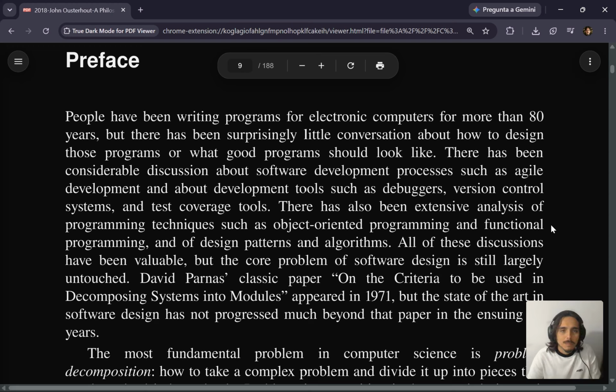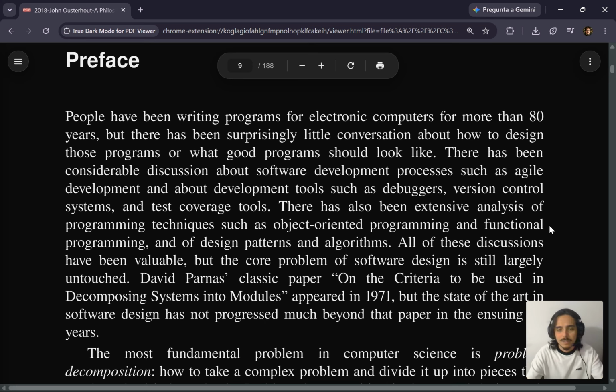Preface. People have been writing programs for electronic computers for more than 80 years, but there has been surprisingly little conversation about how to design those programs or what good programs should look like. There has been considerable discussion about software development processes, such as agile development, and about development tools such as debuggers, version control systems, and test coverage tools. There has also been extensive analysis of programming techniques such as object-oriented programming and functional programming, and of design patterns and algorithms. All of these discussions have been valuable, but the core problem of software design is still largely untouched. David Parnas's classic paper on the criteria to be used, but stay okay.